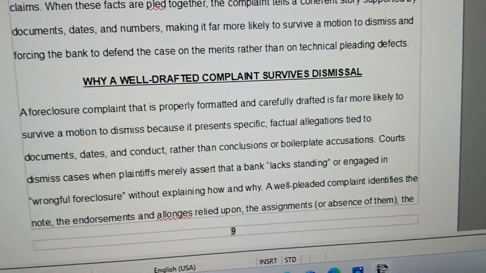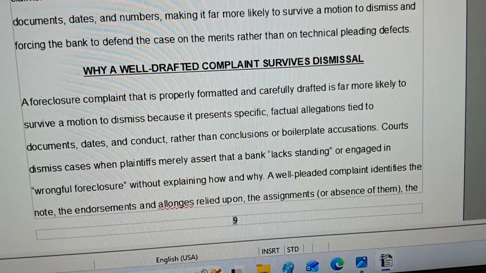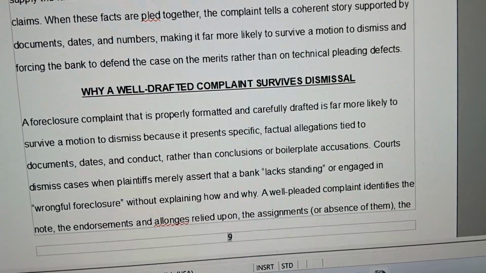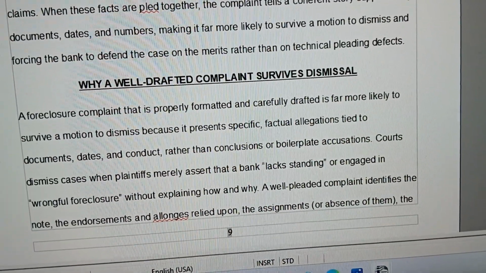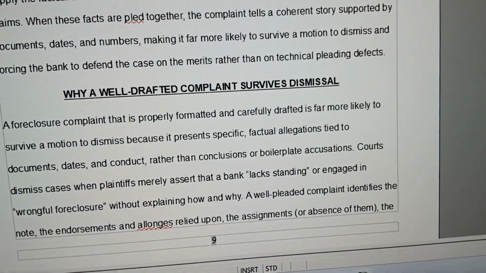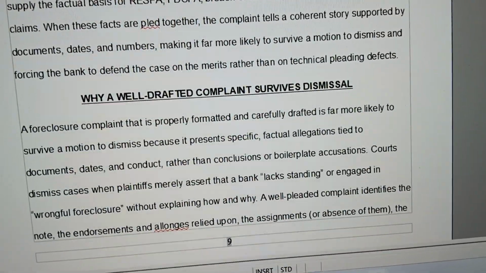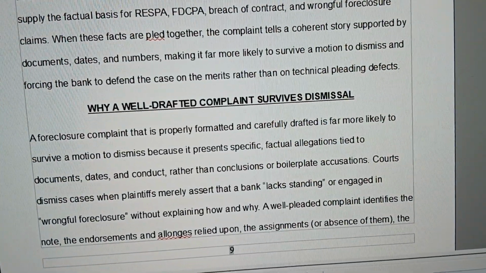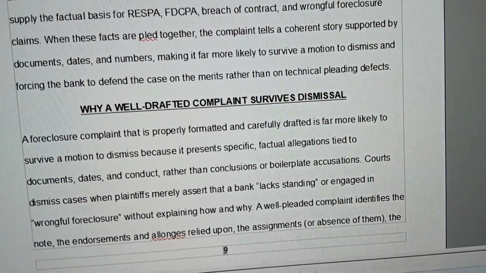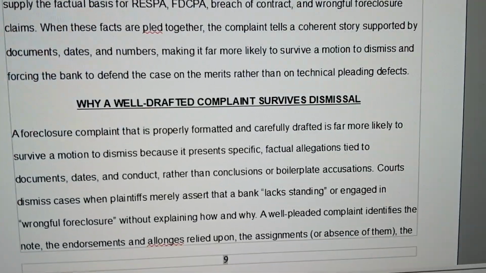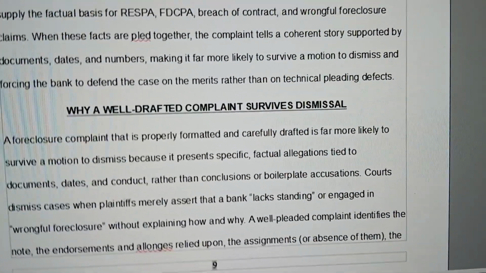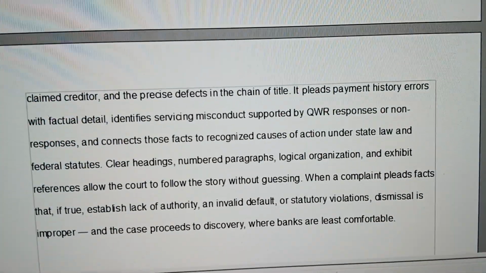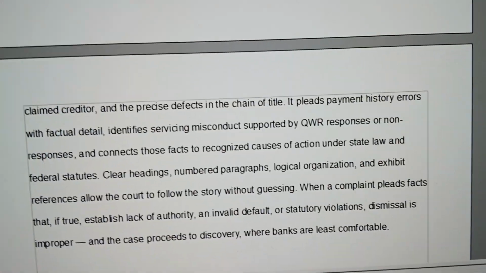A foreclosure complaint that is properly formatted and carefully drafted is far more likely to survive a motion to dismiss because it presents specific factual allegations tied to documents, dates, and conduct rather than conclusions or boilerplate accusations. Courts dismiss cases when plaintiffs merely assert that a bank lacks standing or engaged in wrongful foreclosure without explaining why or how. A well-pleaded complaint identifies the note, the endorsements and allonges relied upon, the assignments or absence of them, the claimed creditor, and the precise defects in the chain of title.